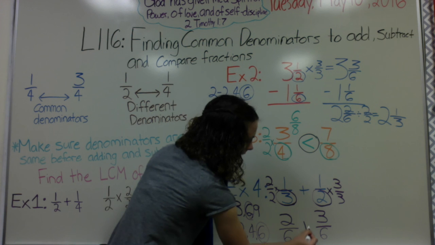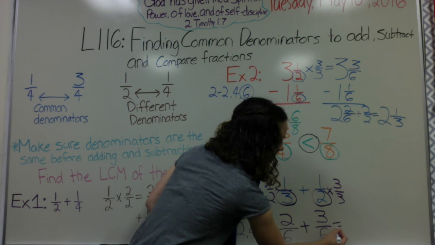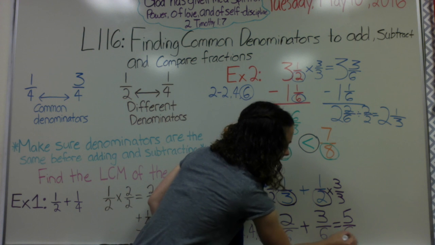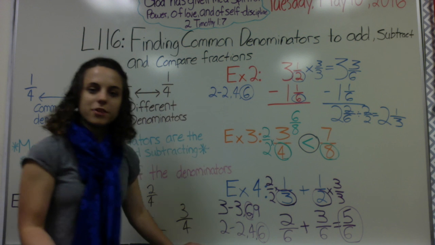Now I can add. 2/6 plus 3/6 equals 5/6. I can't reduce, I can't simplify. This is my final answer. So 5/6 would be your final answer.